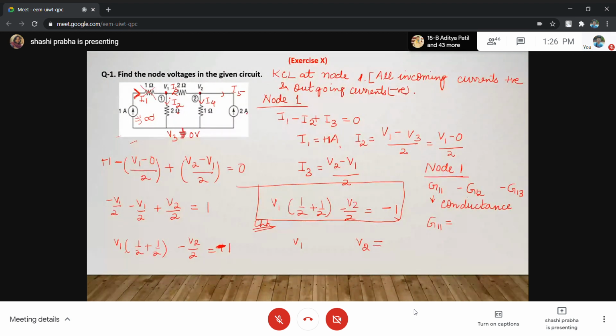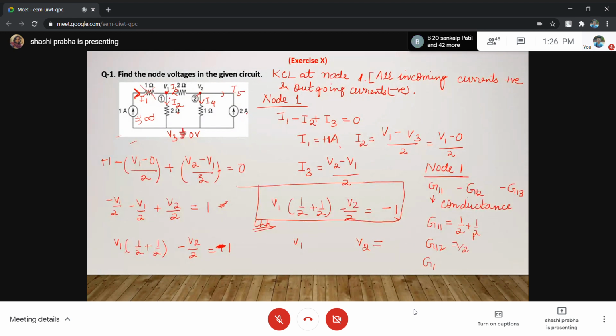So what is G11? Total conductance at node 1. What is total conductance at node 1? This is 1 upon 2, and this is 1 upon 2. So G11 is 1 upon 2 plus 1 upon 2. What is G12? Common to 1 and 2. What is common between 1 and 2? This is 1 and this is 2. What is between 1 and 2? 1 upon 2. So this is 1 upon 2.